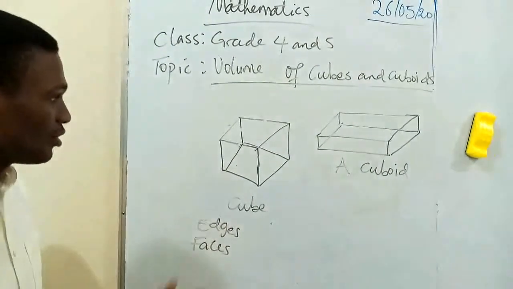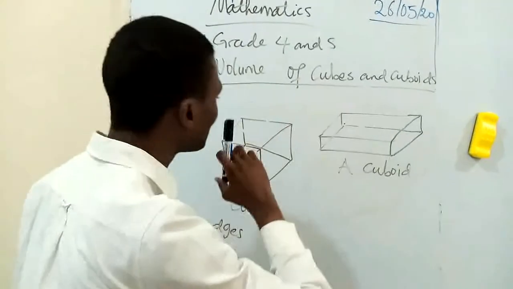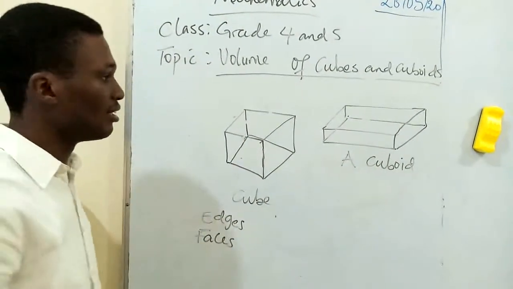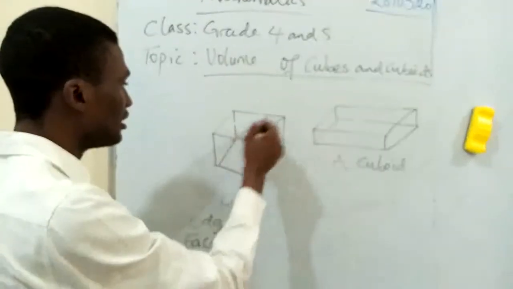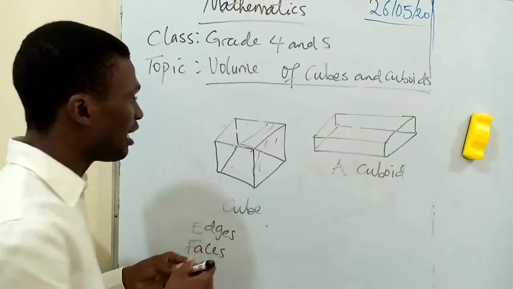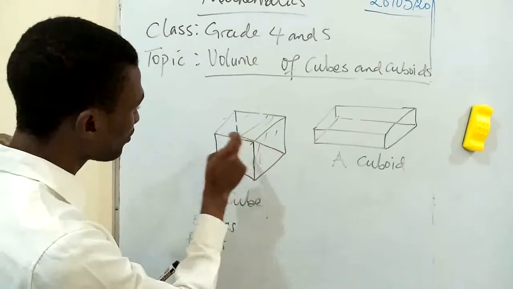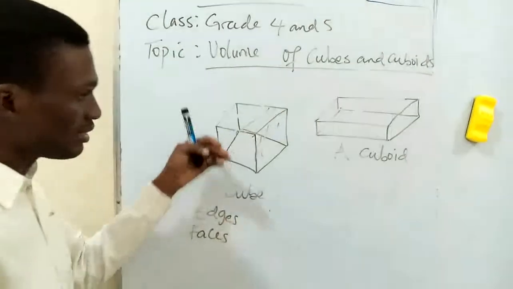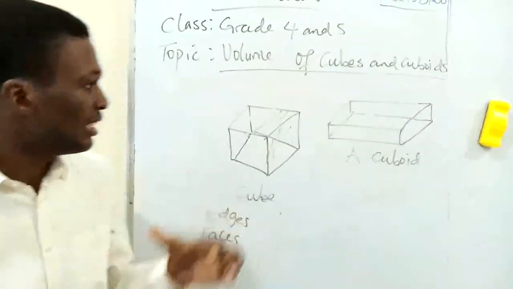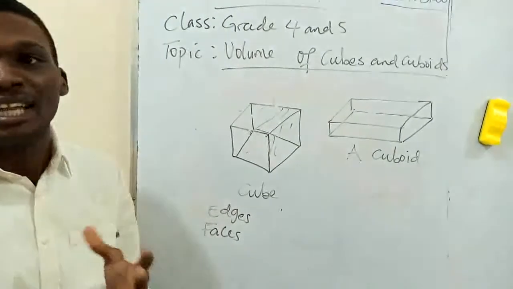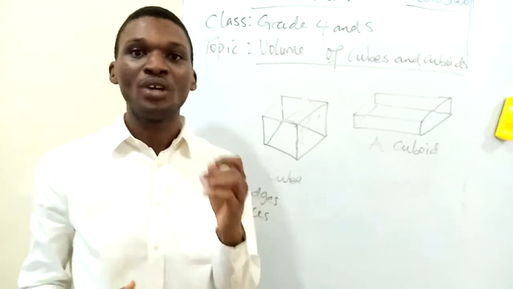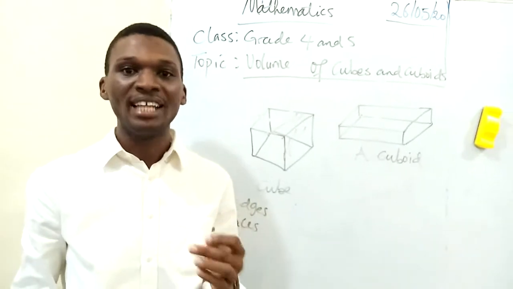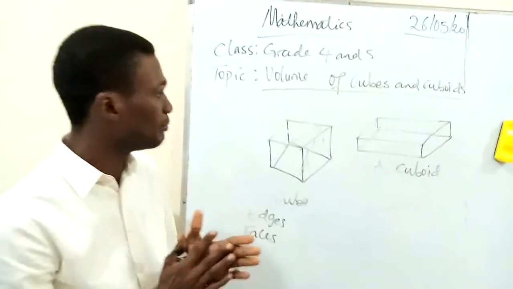Both the cube and the cuboid have 6 faces. This region is a face. All these regions are faces, and they have 1, 2, 3, 4, 5, and 6. If you have any cube shape, you can see that they have 6 faces. Examples of a cube: sugar is cube shaped. The dice of a Ludo game is also cube shaped.